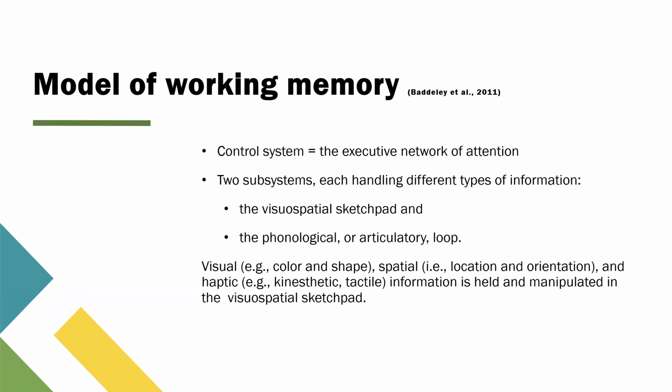So there's that visual spatial sketchpad. That would be comprised of visual elements of an object like color and shape, spatial considerations like location and orientation, and also the haptics. So kinesthetic properties, tactile information, all of that. All of that information is what's held and manipulated in that visual spatial sketchpad. And then there's the phonological or articulatory loop.